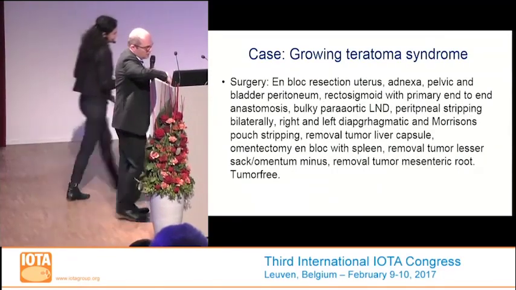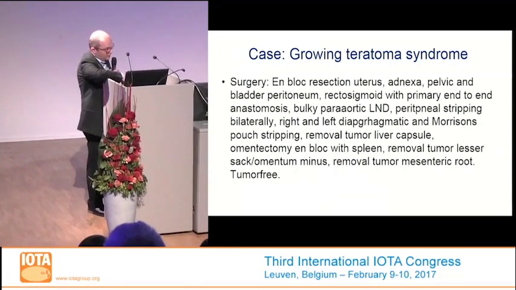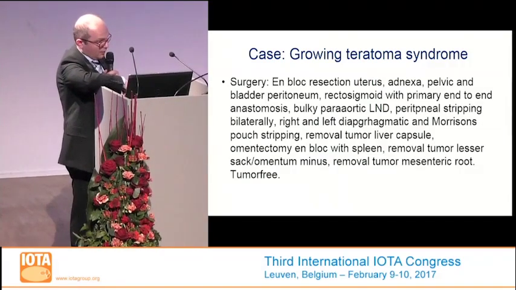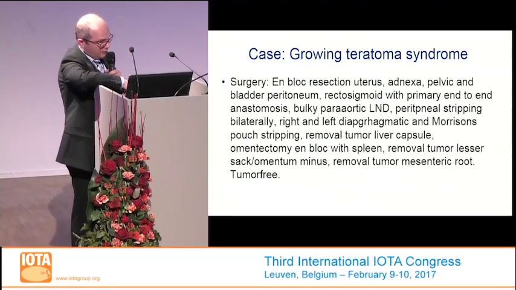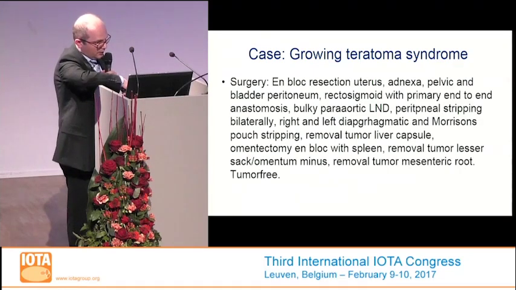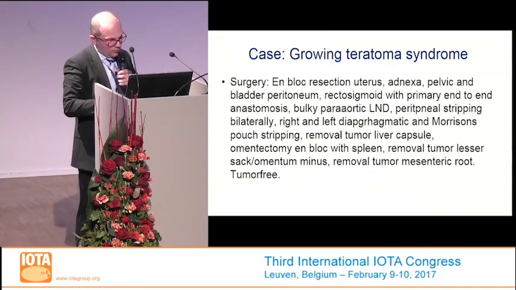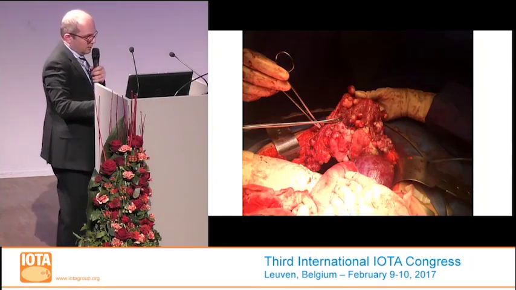So she had surgery, which included en-bloc resection of uterus, adnexa, pelvic bladder peritoneum, recto-sigmoid, with primary end-to-end anastomosis. She had bulky pelvic lymph nodes, peritoneal stripping, right and left diaphragmatic and Morison's pouch stripping, removal of tumor of the liver capsule, and omentectomy en-bloc with the spleen, removal of the tumor in the lesser sac, and removal of the mesenteric root tumor. She was tumor-free.